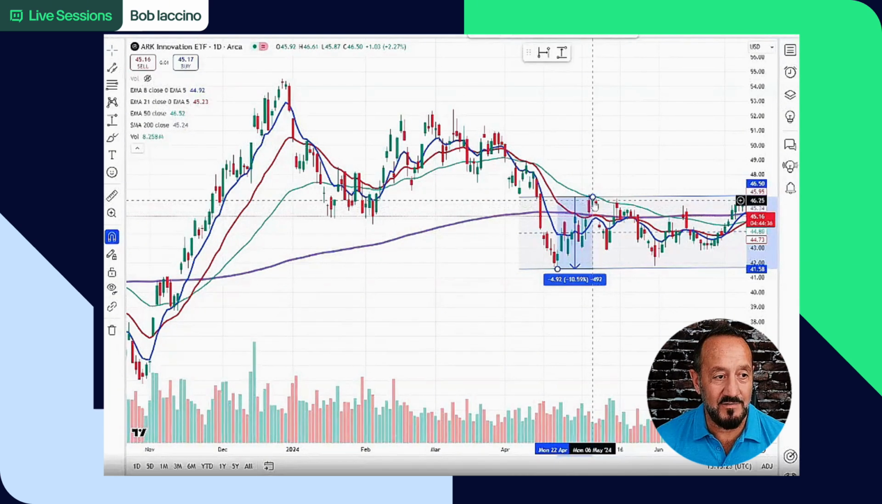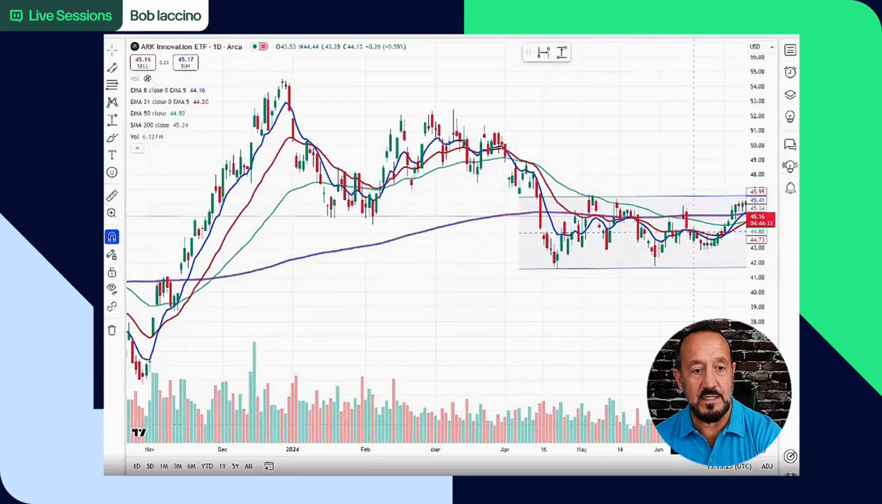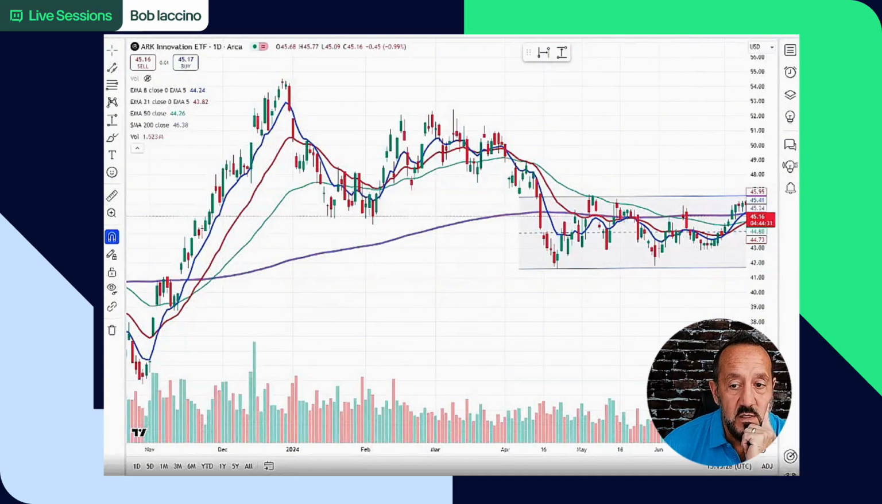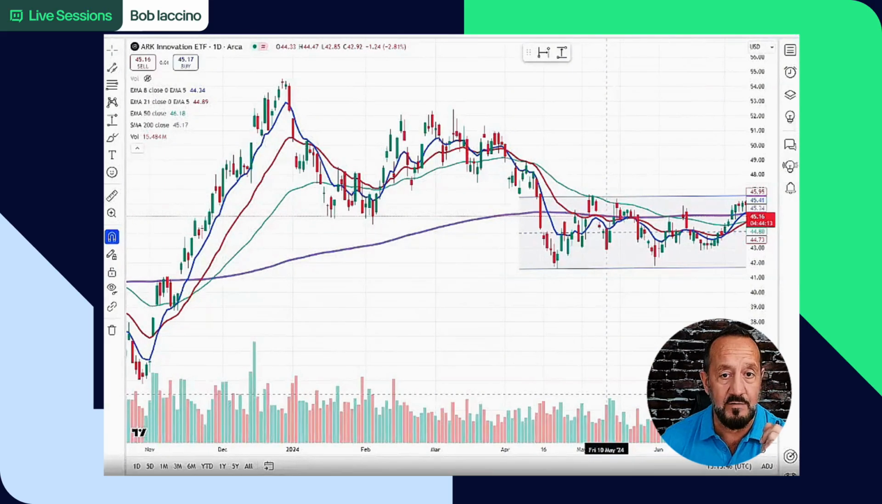So here we have the ARK Innovation ETF. Now, notice that I ended it in mid-July, and I did that for a reason, because I actually traded this. ARK Innovation ETF had a well-defined sideways channel, and you can see I've marked it off here. Now, I'm showing you TradingView for a reason, and that reason is they have a tool that I can manually adjust to make my life easier. I'll show you that on the next chart.